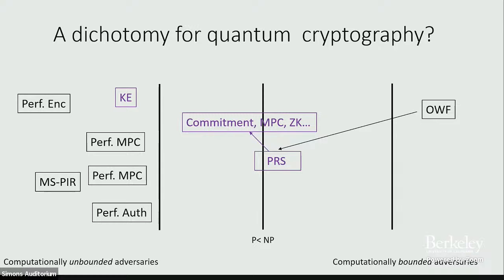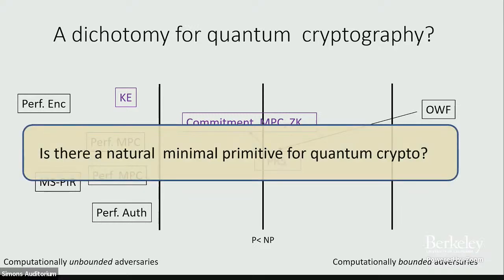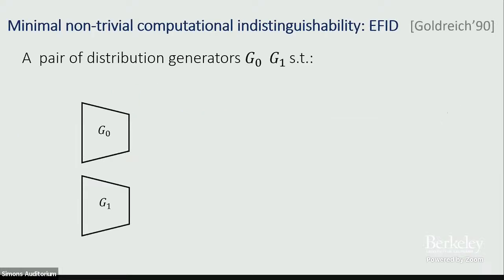So the question is, what would be a minimal assumption? Is there a natural minimal primitive for quantum crypto? What would you take to play the role of one-way functions for quantum crypto? So let's go back to the origins maybe, and look at something that was looked at, but didn't really get a lot of attention.